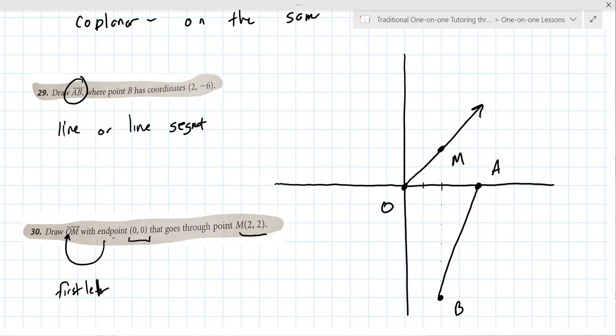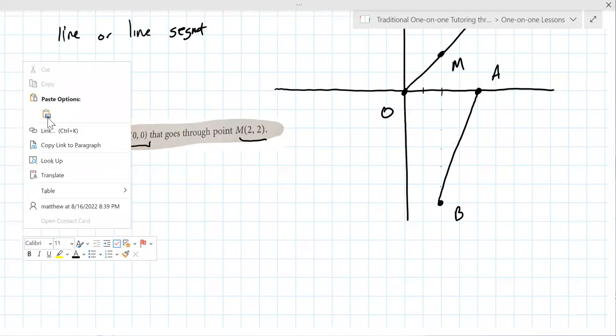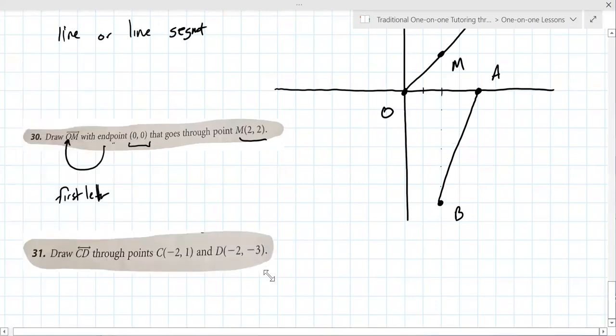Okay, so now the next one, I'm going to snip the next one in 31. It says draw line. Is it a line or a line segment in 31? Is that a line or a line segment?